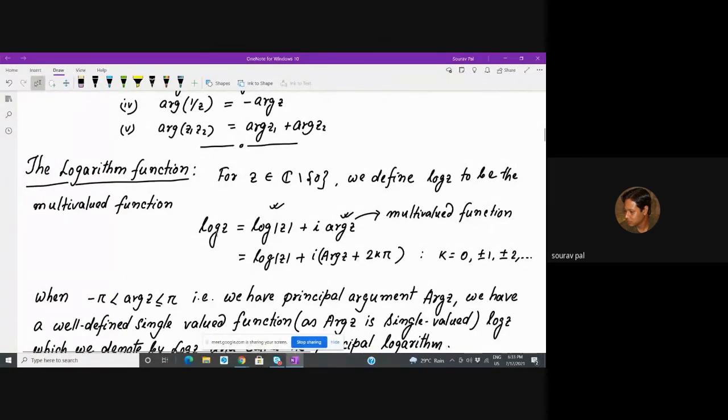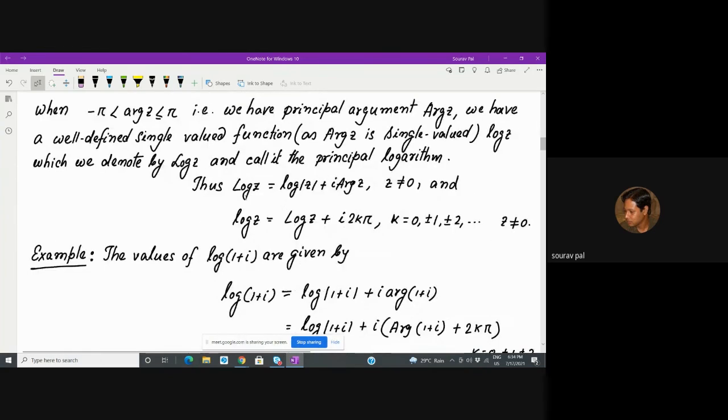We want to make log z single valued. To do that, we have to restrict the argument of z to an interval of length 2 pi, as I said always. For example, if we restrict it between minus pi and pi, with minus pi excluded and pi included, we have the principal argument, and consequently the principal logarithm. It is a well-defined function for all non-zero complex numbers. It is single valued and it is nice.